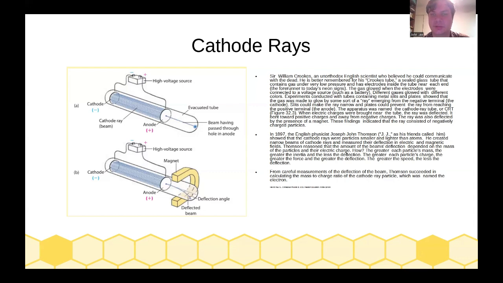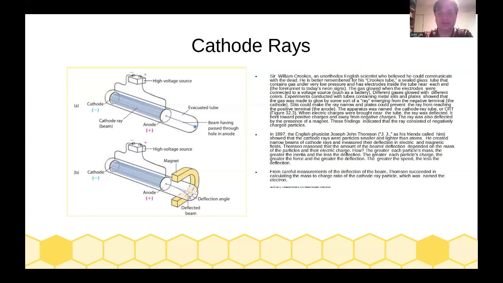When electric charges were brought near the tube, the ray was deflected. It bent toward positive charges and away from negative charges. The ray was also deflected in the presence of a magnet. These findings indicated that the ray consisted of negatively charged particles.